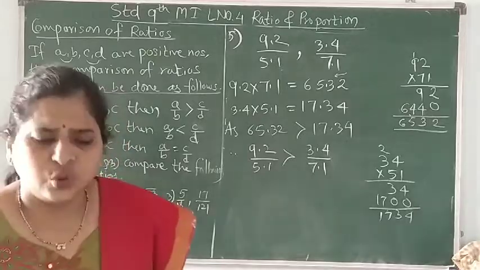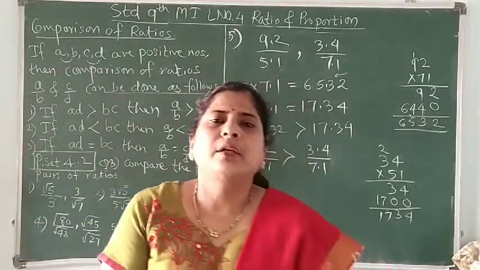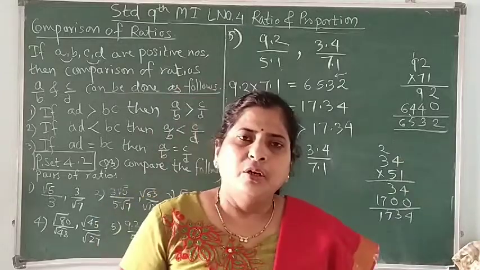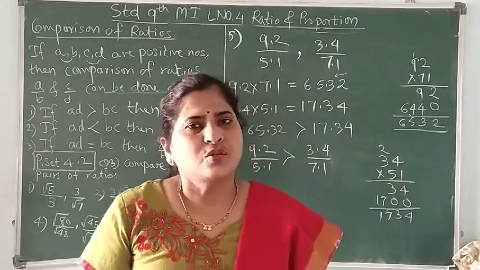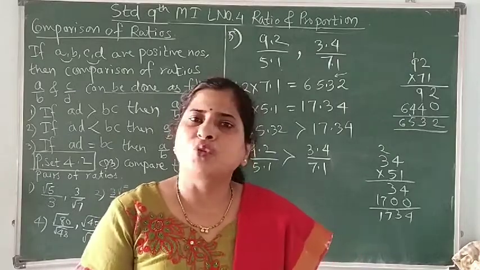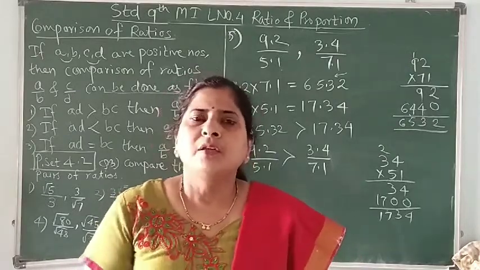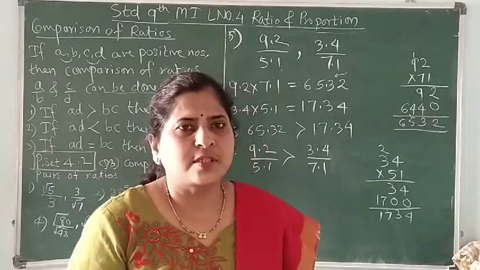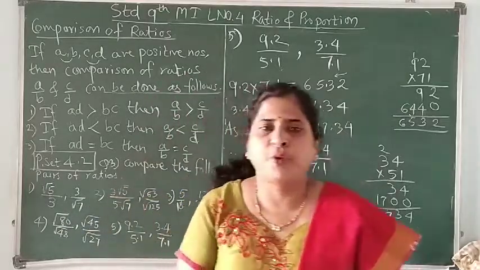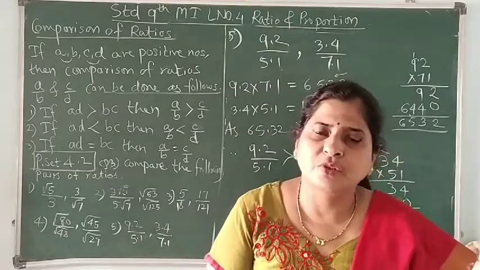Okay. So whether you get the numbers maybe decimal or maybe irrational, do not get scared. So we can do this in this way. The only thing in ratio, we want the numbers to be positive. Okay. So this was the comparison of ratios. We have solved question number 3 from practice set 4.2. I hope you have understood the sums.